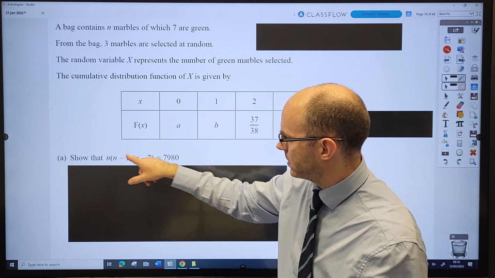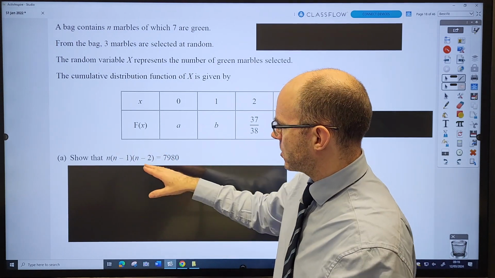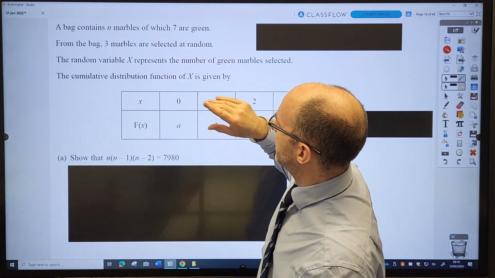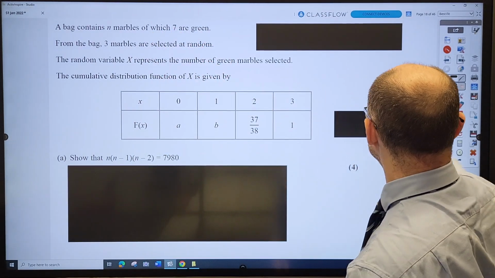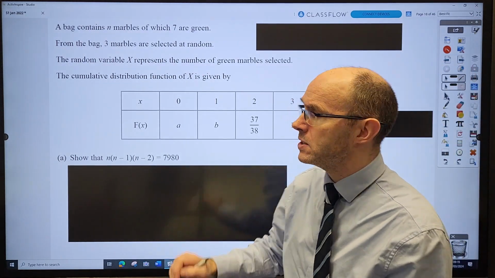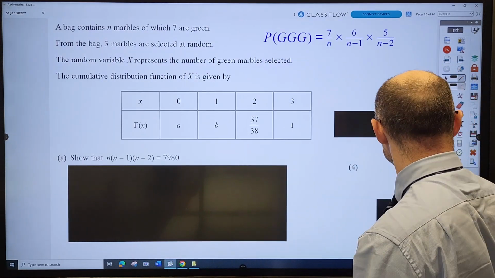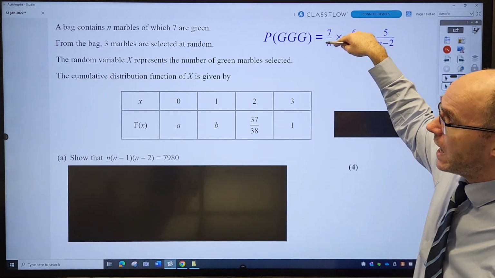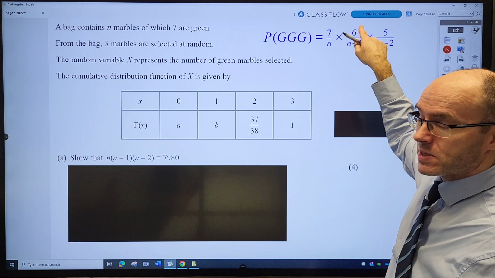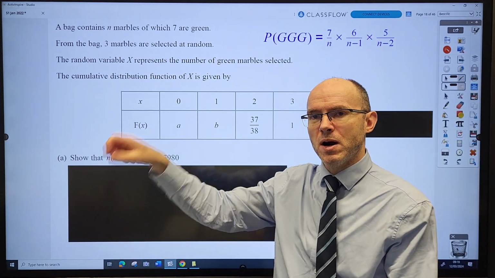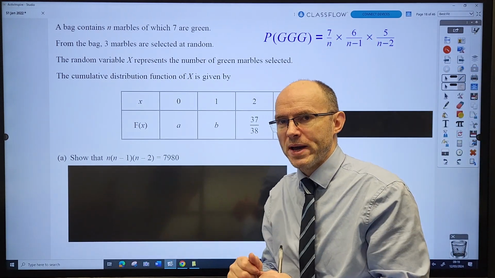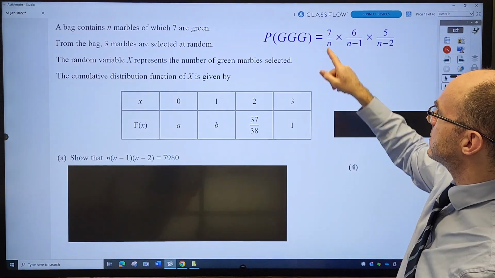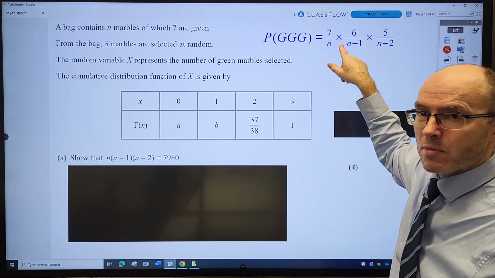Show that. Oh, one of these show that questions. So what we've got to do then is just have a look to see what we're actually interested in. We're interested in 7 green marbles, and we're choosing 3 of these marbles. So the probability of getting green, green, green, all greens, is going to be, the first one is 7 out of n, 7 over n, and then the second one will be 6 over n minus 1. Remember, as you take a marble, there's fewer in the actual bag. So once you've taken 1 green marble, there's 6 left, and then there's 5 left. And then in the bag in total, there's n marbles, n minus 1, n minus 2.